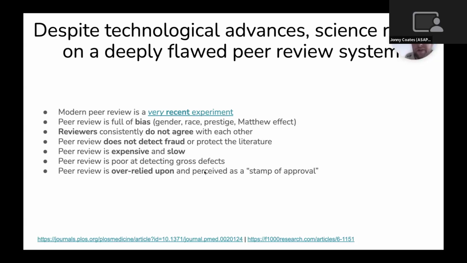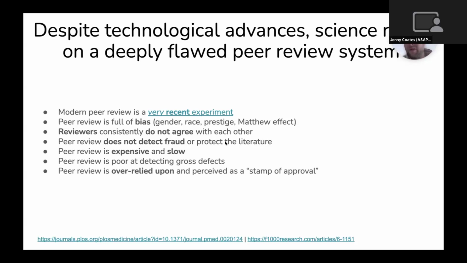So modern peer review, as I said, is a very recent experiment. It's filled with bias on gender, race, prestige, the Matthew effect. It's really hard to get away from that bias. There's a lot of attempts with double blind, triple blind. It doesn't really help. The other thing is that reviewers consistently just do not agree with each other. The evidence that looks at this shows you repeatedly that reviewers do not agree on the same paper. And you would expect something like peer review, where you're trying to judge maybe the impact or the quality, people should be able to agree on those things, and they don't.